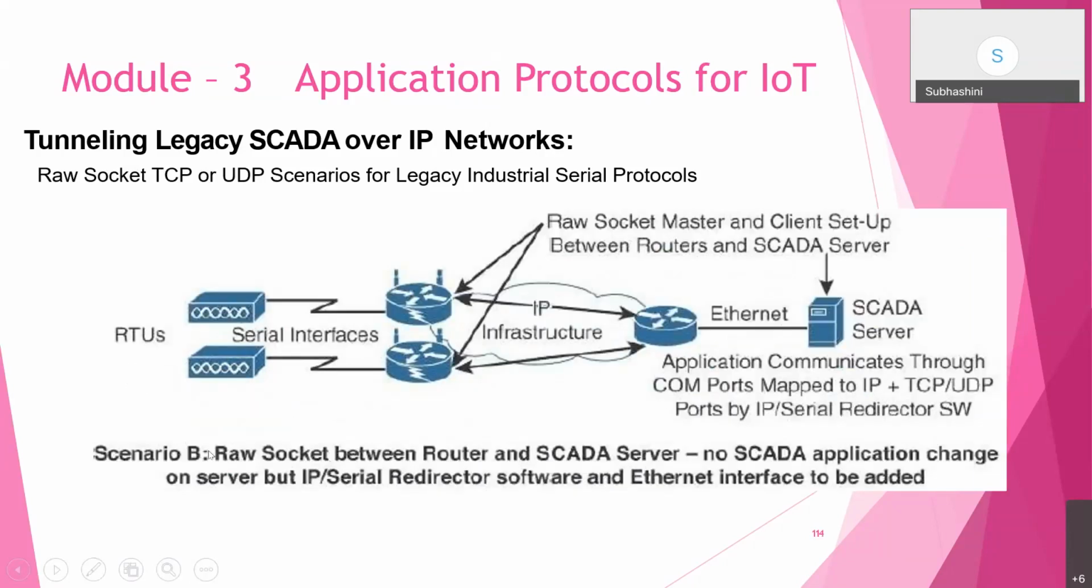Second case, scenario B. If you see here, in scenario B, it says that you make use of sockets, but you also make use of additional software in the SCADA server. What is that additional software? It is called IP serial redirector software. This software is installed in the SCADA server. That means we are doing some changes to the non-IP device in order to communicate with the IP infrastructure.